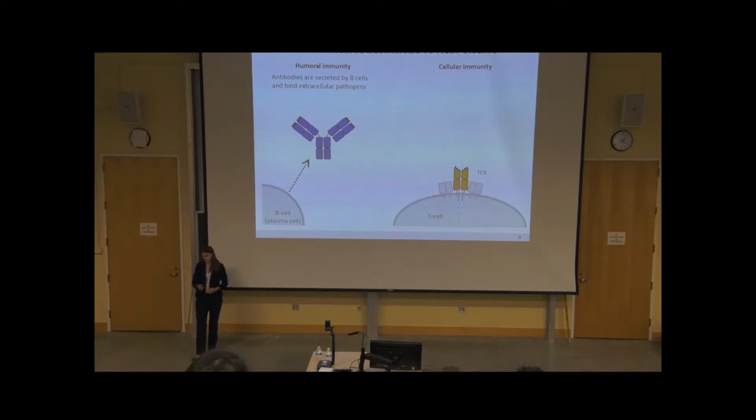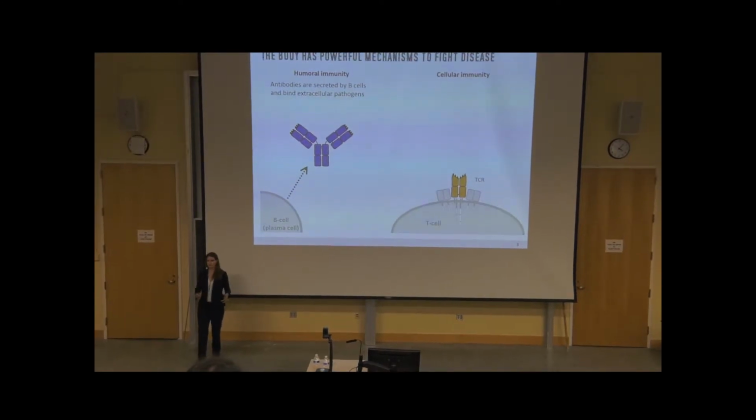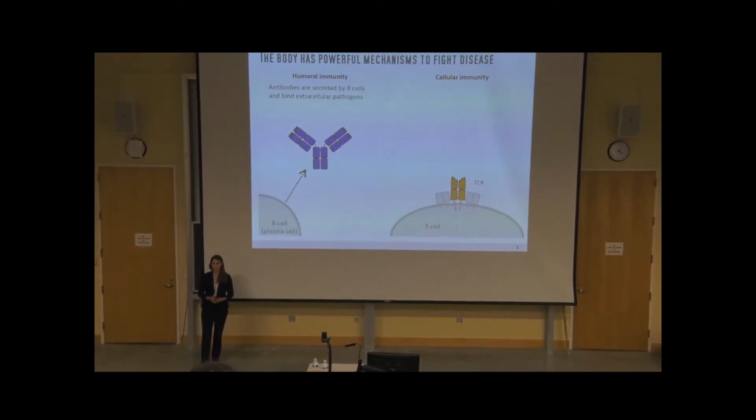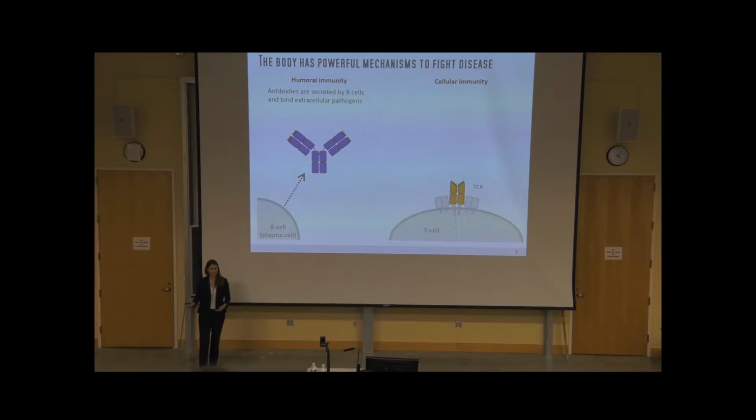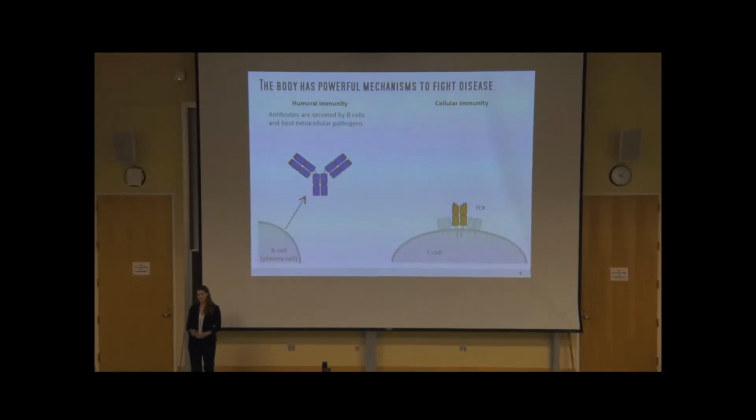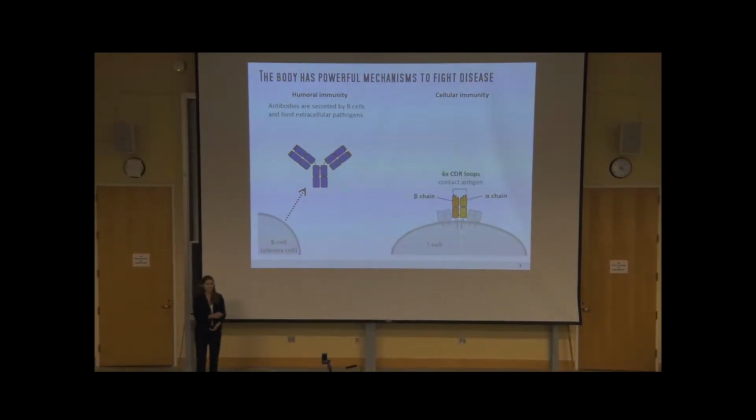The second sort of mechanism of immunity we have is called cellular immunity. So this is mediated by sort of a receptor, maybe looks kind of similar to an antibody. However, it's bound to the surface of a cell. So this in particular is a T cell, and the receptor is, maybe not surprisingly, called a T cell receptor, which I'm just going to say the word TCR.